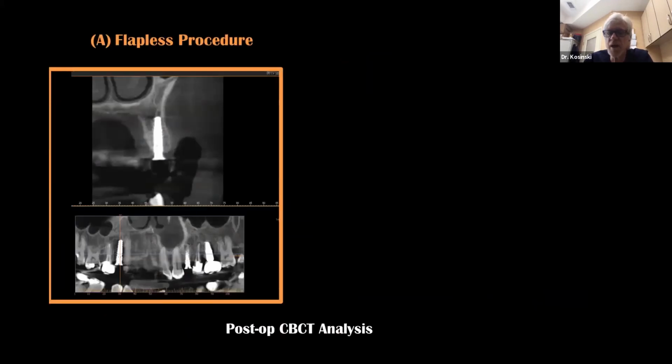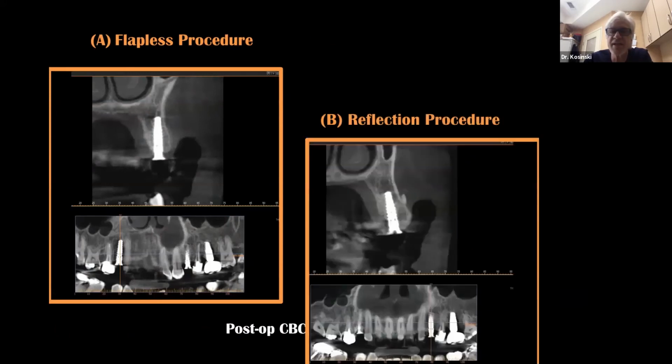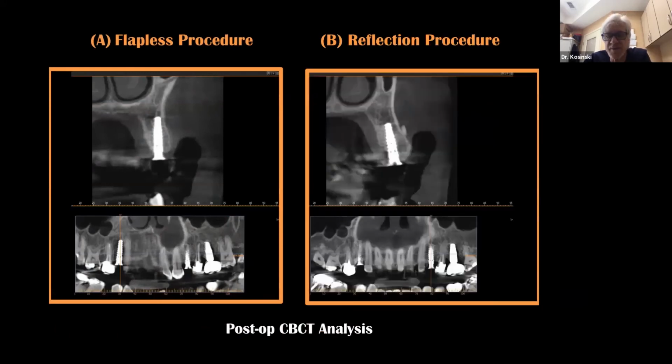For education, our postoperative CBCT analysis of each circumstance illustrates that we have at least a millimeter or more of facial plate of bone, which is very, very important in both situations. And this is going to eliminate any grayness or shadowing that you sometimes see with our dental implants that are improperly placed.